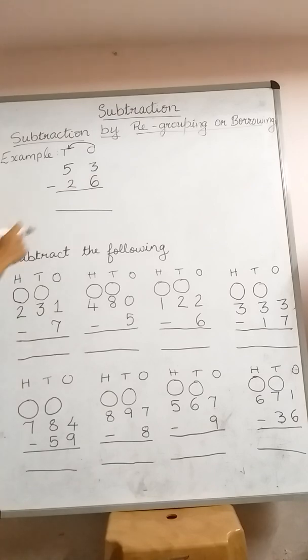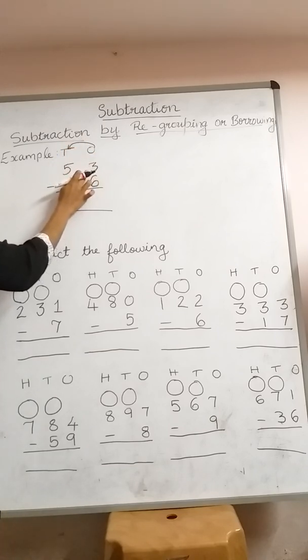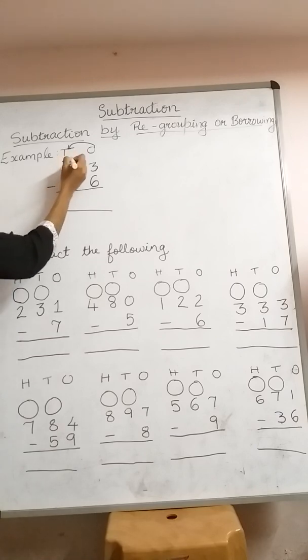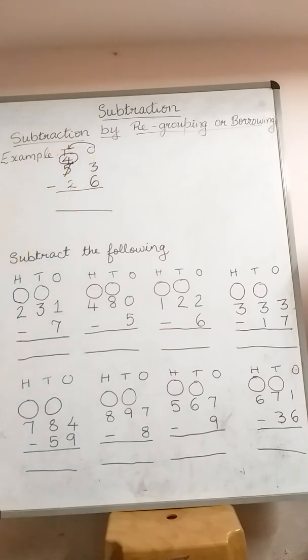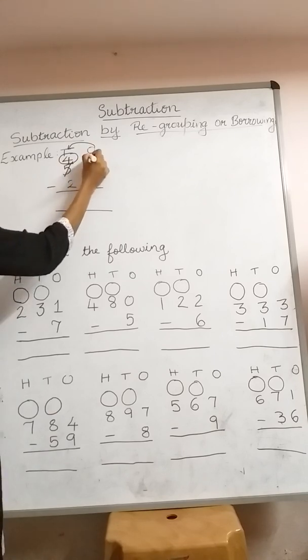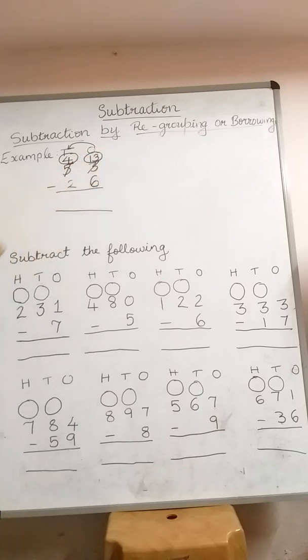So how to borrow? Let's see how to borrow. You need to cut the number 5. Now after cutting this number, you will have 4 here. I put a circle here. You will have a number 4. And where will the 1 ten go? It will go to the ones place and the number 3 becomes 13. So did you understand the steps?